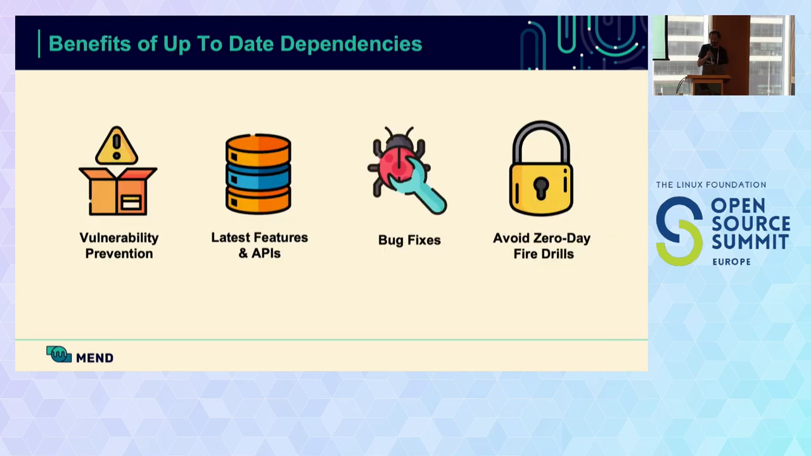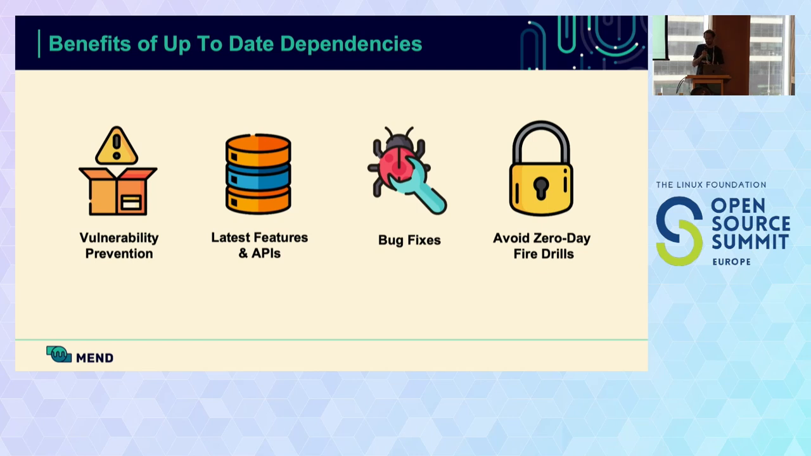All right, so the benefits of up-to-date dependencies: it's vulnerability prevention. It depends how you define it, but you can have upgraded to the fixed version of a dependency before it is a known vulnerability. The point being, you can hopefully have already upgraded to a non-vulnerable version before the people who might attack you are even aware that the old version was vulnerable. Of course, you get the latest features and APIs and bug fixes. This is just a general software benefit.